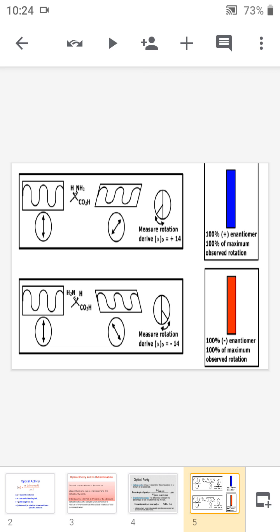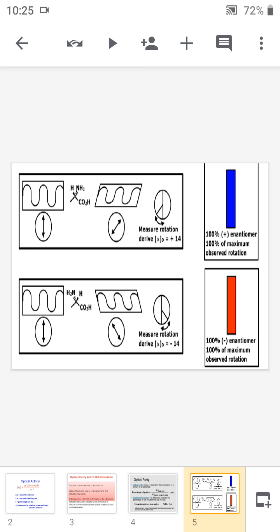The next is again plane polarized light passing through an amino acid. See, the difference between these two amino acids is only the position of the NH2 and hydrogen. At the top of the slide, we can see NH2 is in the backward direction and hydrogen is on the side of the viewer. But at the bottom of the slide, the position of the hydrogen and NH2 is changed.